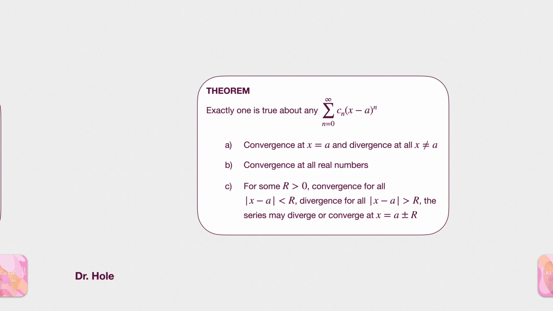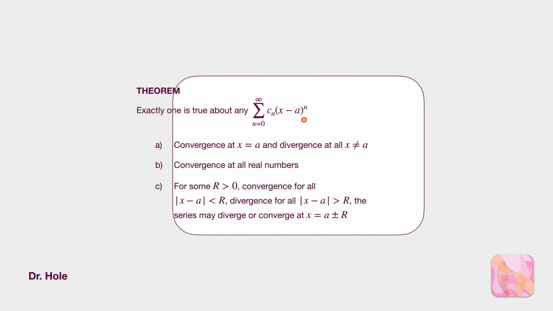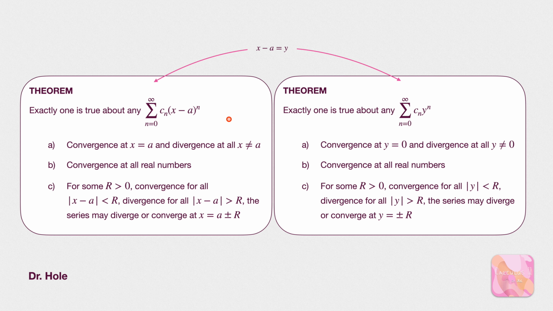Okay, so let's go back to the main theorem that we want to prove, which stated that any power series centered at A will have convergence in one of these three cases. Let's first restate the theorem so that we're not centered at A, but, for convenience, centered at 0. So how can we do that? We simply swap out the x minus a for a new variable y. Thus, when y is equal to 0, that's going to require that x is equal to a.